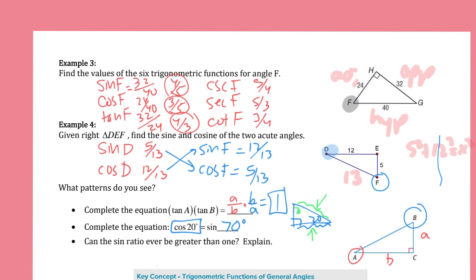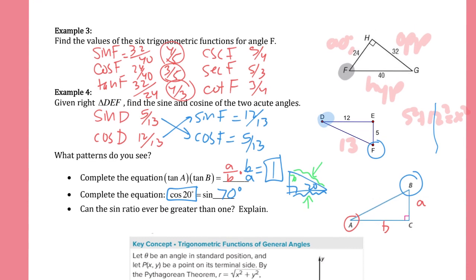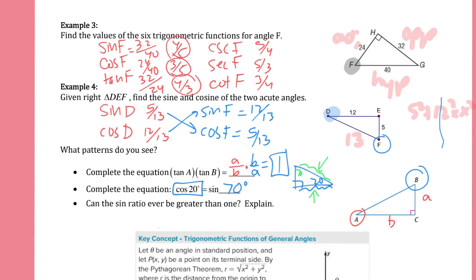Now, the next thing to talk about would be, can a sine ratio ever be greater than 1, or a cosine ratio? Well, the answer is no. Why? Because sine and cosine are going to be leg over the hypotenuse. And whenever you put a leg over the hypotenuse, you get a fraction that's smaller than 1. And so therefore, no. The leg over the hypotenuse will never be an improper fraction, never going to be bigger than 1.